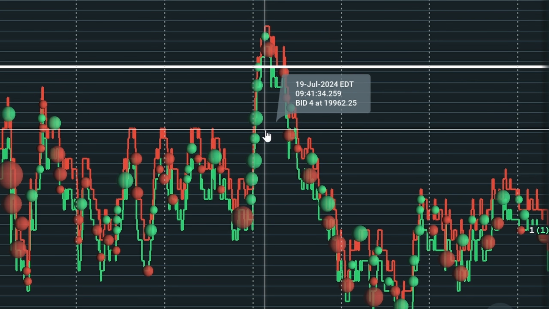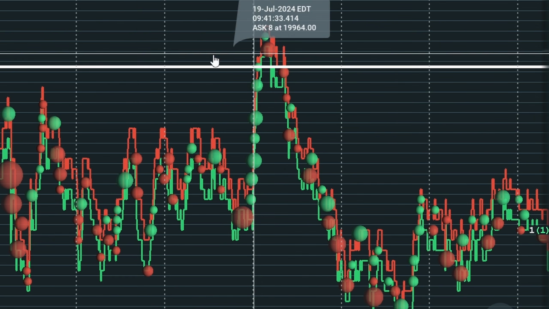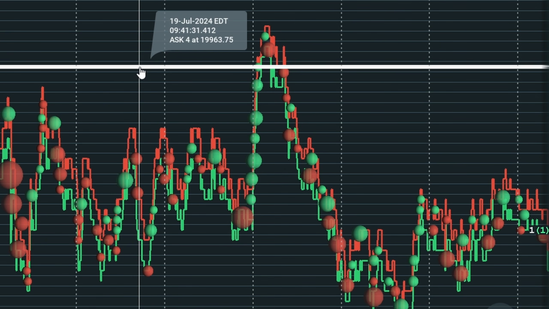If it's a green bubble, more traders were hitting buy market, buy market, buy market. And when the bubble is redder, more traders were hitting sell market, sell market, sell market. So this white line right here is going to represent value area high that I showed you guys on the 5-minute chart and on the 30-minute chart.